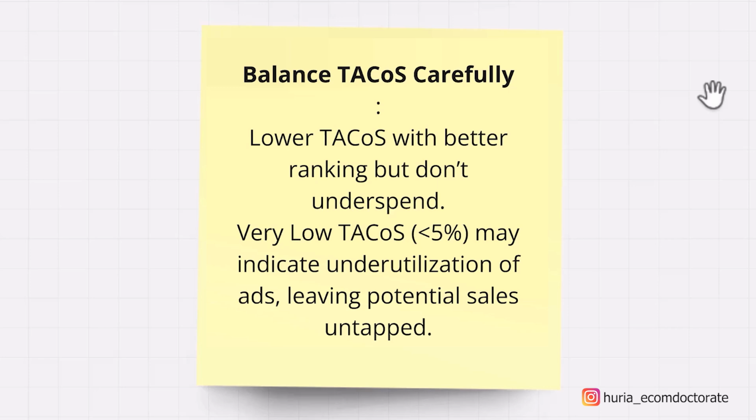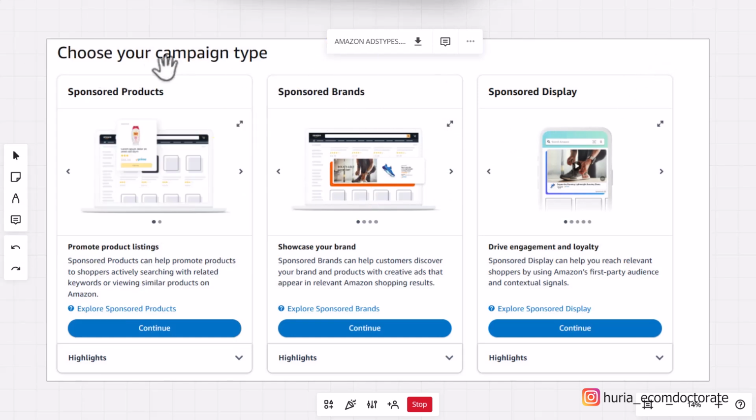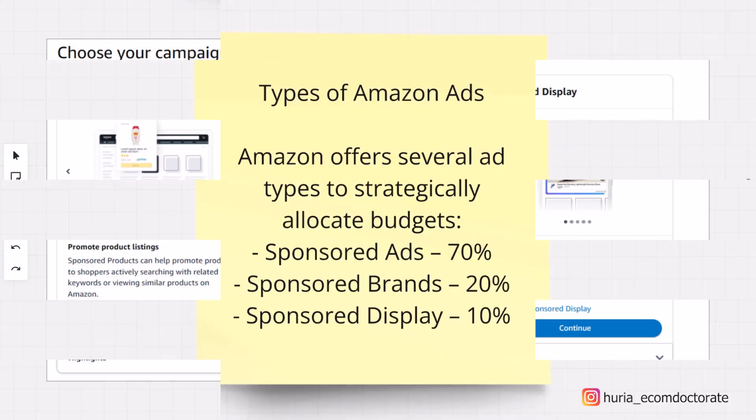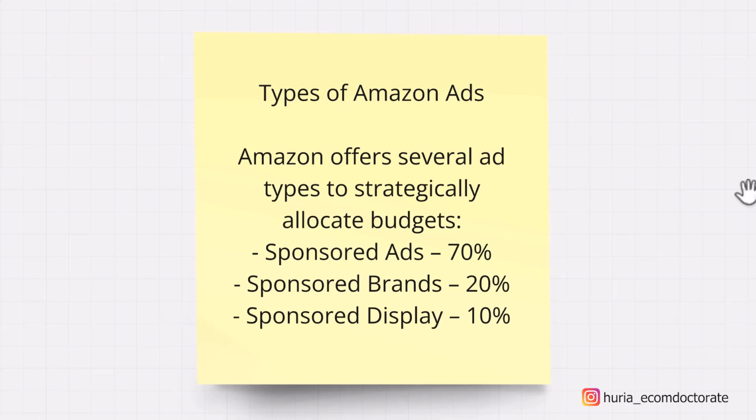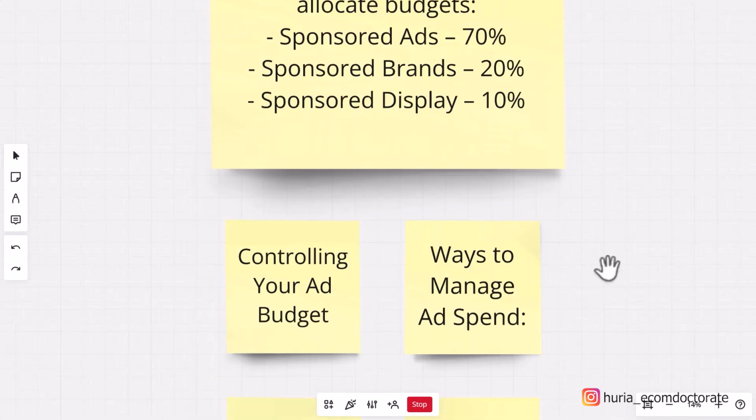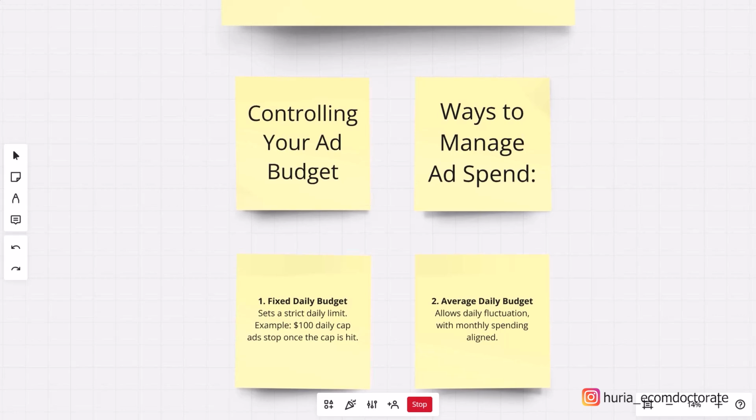What I suggest you do is explore additional ad types to increase your sales. On Amazon, we have 3 ad types: sponsored products, sponsored brands, and sponsored display. What you can do is allocate some budget to each ad type to maximize your sales. Using those 3 Amazon ad types, you can allocate 70% to sponsored products, 20% of your budget to sponsored brands, and 10% to sponsored display. So this is a way to control your budget.